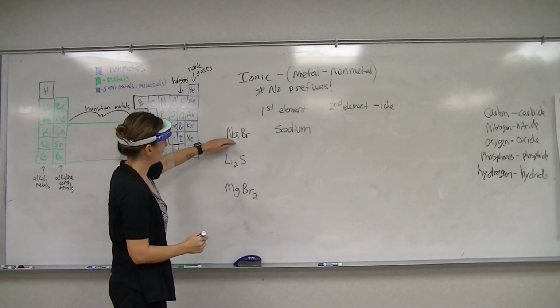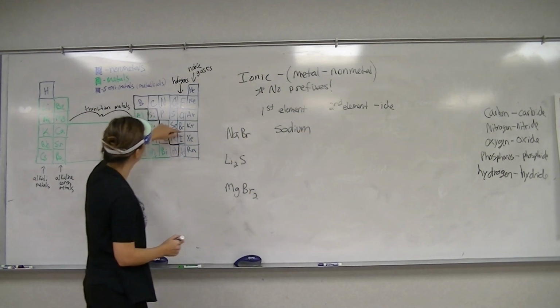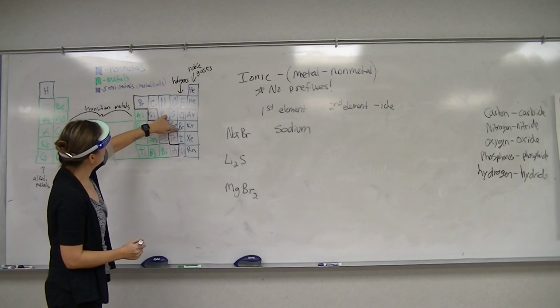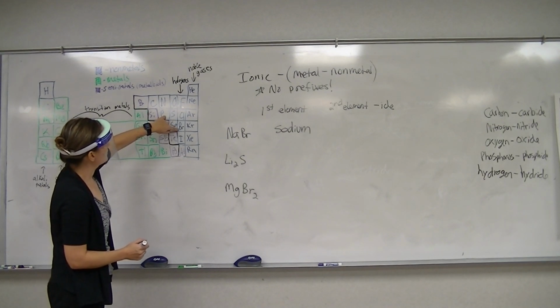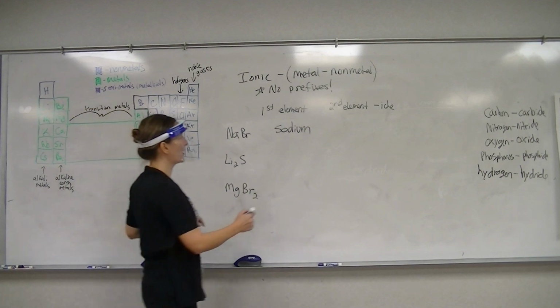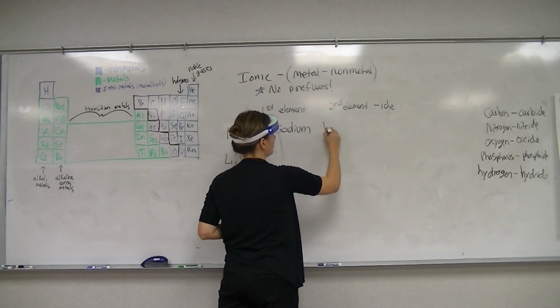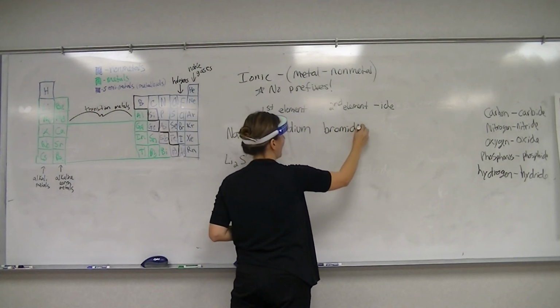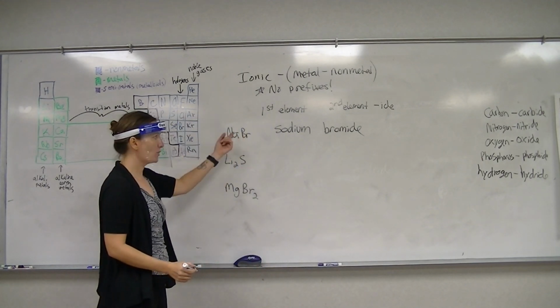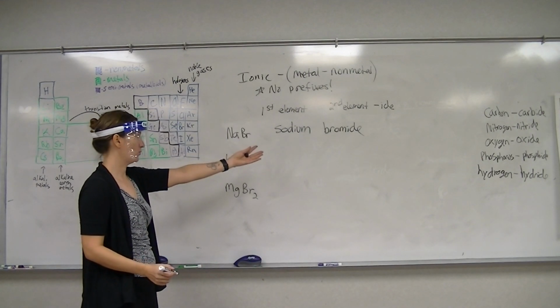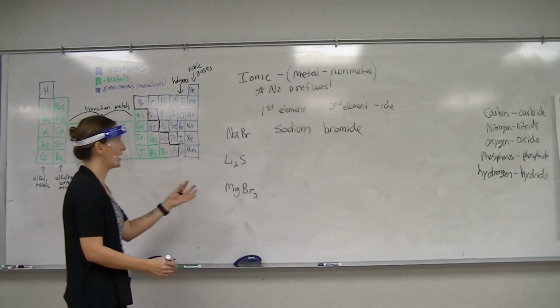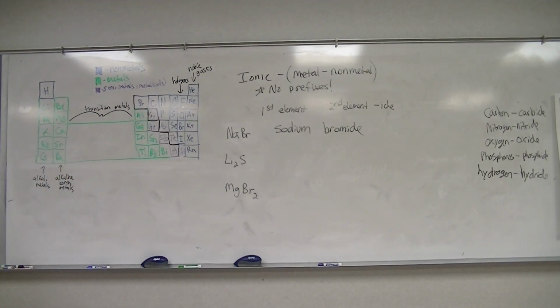The second part of this chemical formula is Br. Br is the non-metal portion, a halogen in this case. So Br is bromine, but we want to add an -ide ending. So bromine is going to become bromide. There's only one bromine, but that doesn't matter when we name it. We're not going to put monobromide because we're now doing ionic compounds. All right.